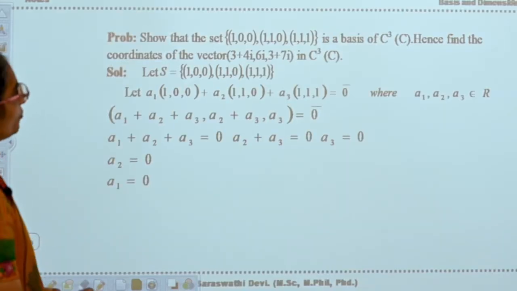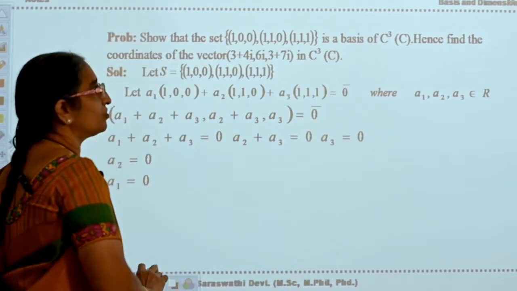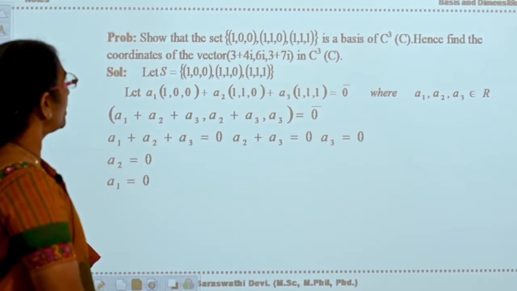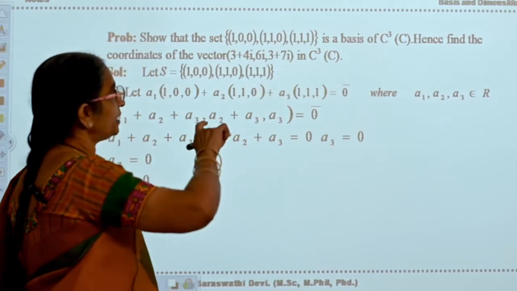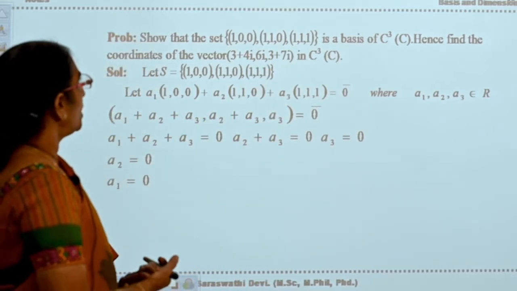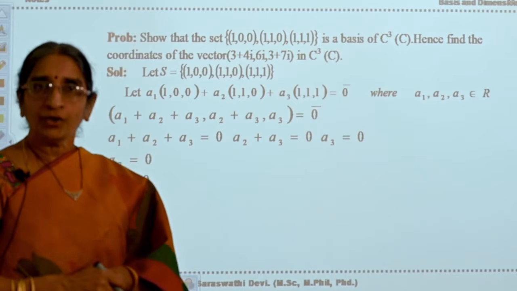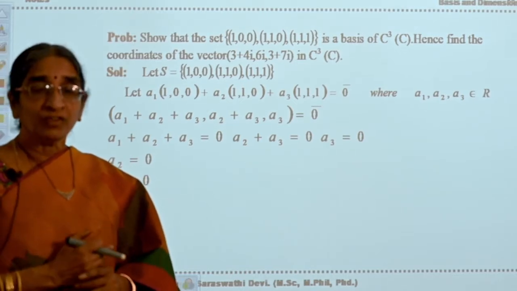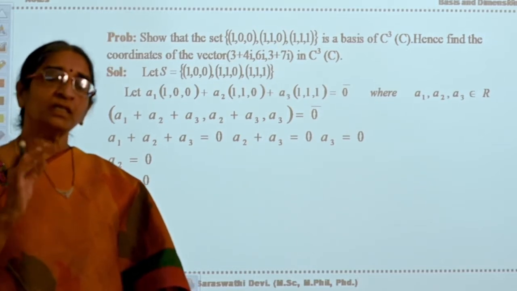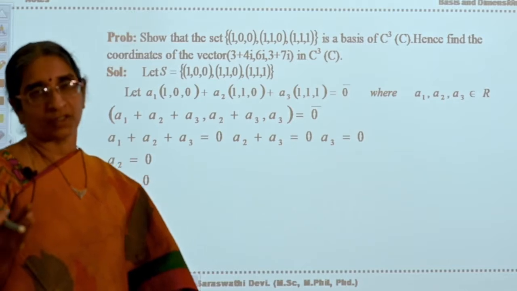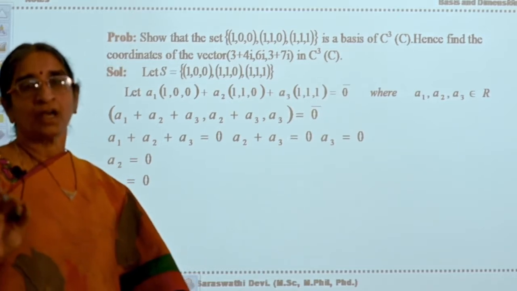Show that the set {(1,0,0), (1,1,0), (1,1,1)} is a basis of C3 of C. Hence find the coordinates of the vector (3+4i, 6i, 3+7i) in C3 of C. See here, you are going to find out the basis of a vector space C3 of C. What do you mean by C3 of C? C3 is, there 3 is the dimension of a vector space. C means it is the set of all complex numbers. It is a vector space of all complex numbers defined over the field of complex numbers.